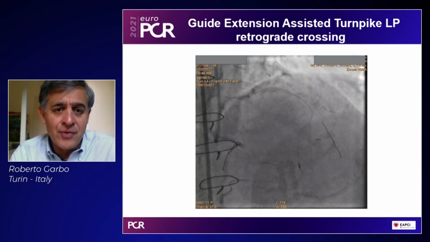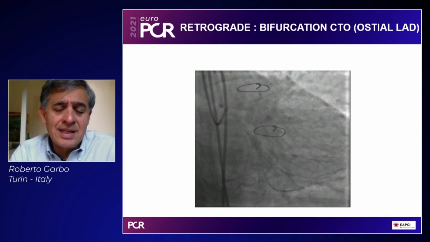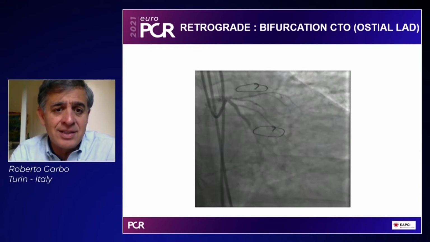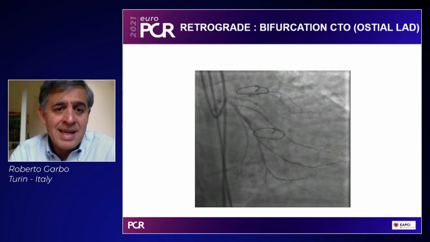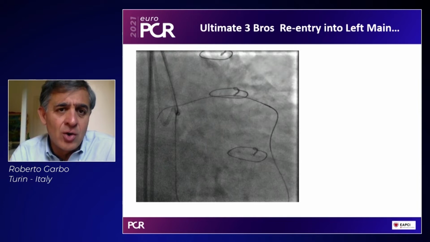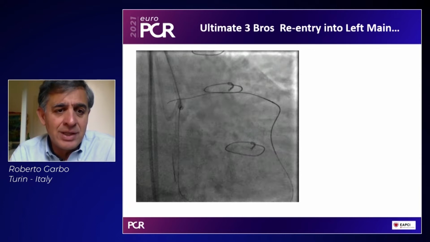This is another interesting case where we have to face a bifurcation CTO, mainly of the ostial LAD. We need to keep in mind that we have to save the side branch, which in this case is the circumflex, the most important side branch we have. And in this case it is important to know how sometimes you can make a very dangerous mistake. This was a case from many years ago. I crossed easily with Ultimate Bros. I was able to re-enter into the left main and the aorta.